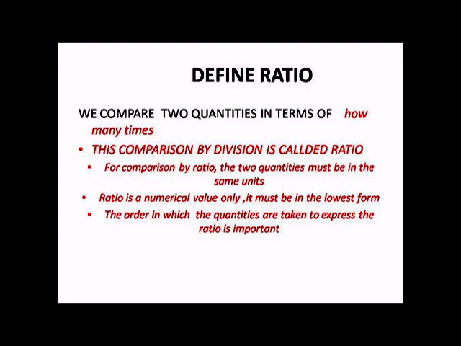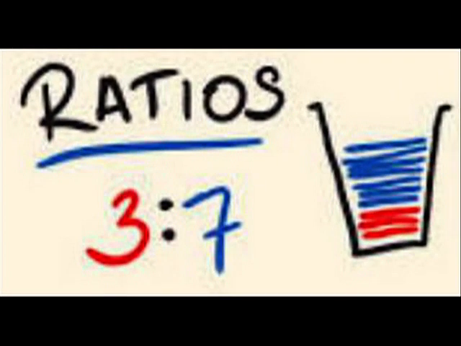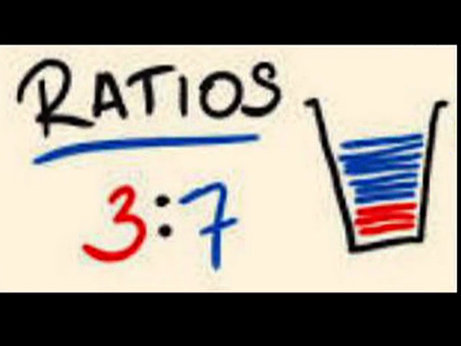So one is comparison by subtraction and the other is comparison by division. Comparison by division is taken as a fraction. So how are we comparing the two quantities, in terms of how many more or how many times? Here, how many times is what we consider as a ratio. The comparison by division is called ratio.